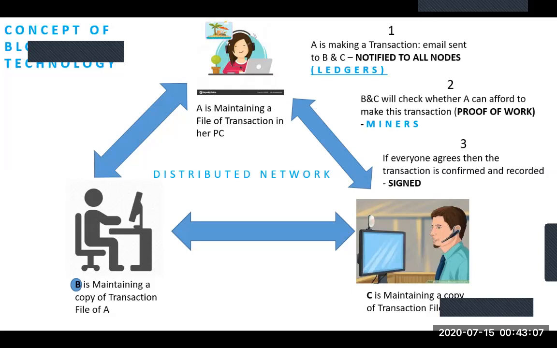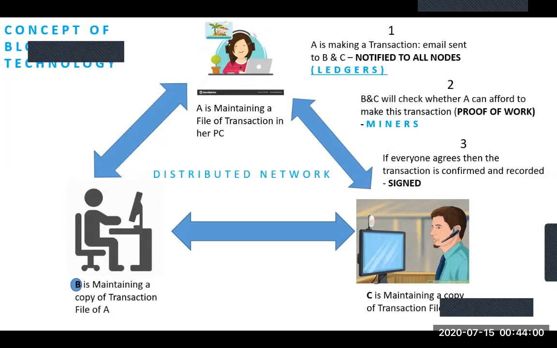This lady A is maintaining a file of transactions on her PC. The only condition is that whenever she is making any transaction of any amount, an email will go to B and C. It will be notified to them, and she is maintaining a ledger of transactions. Now, when the lady A is making a transaction, simultaneously B and C are getting an email about the information of the transaction.